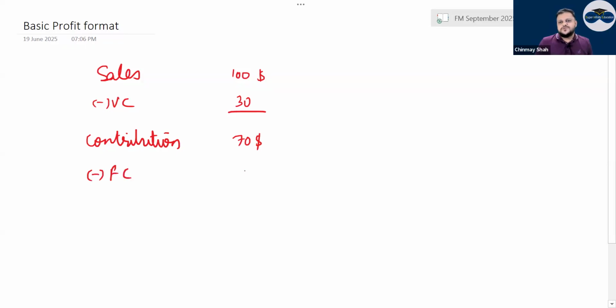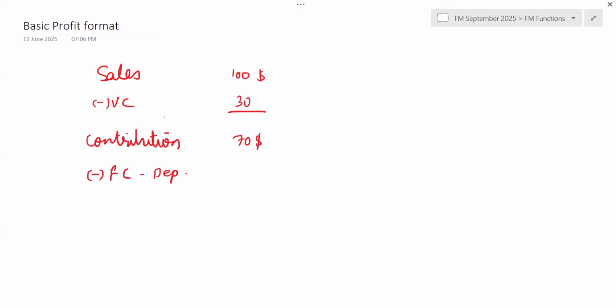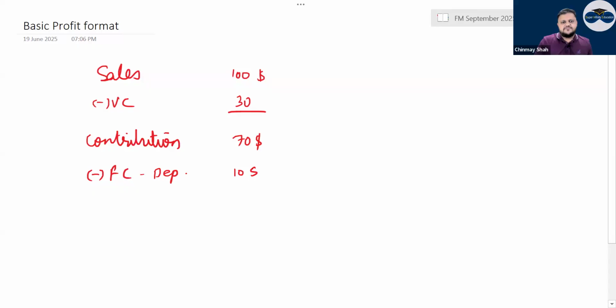You have two types of fixed cost. That is depreciation. Do you remember depreciation? In profit, do you deduct depreciation or you don't deduct depreciation? Remember. Depreciation is an allowable expense or not an allowable expense? Tell me. For profit, we do. So $10 I am decreasing. Depreciation $10.